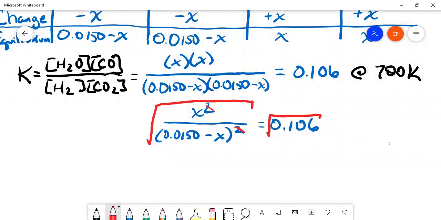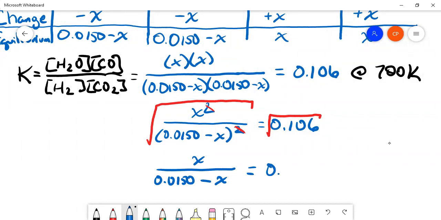And the square root of 0.106, I can punch that in my calculator, I swear it. It's going to be 0.3256.